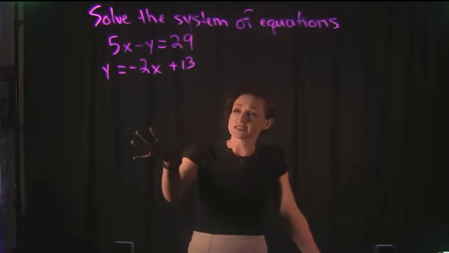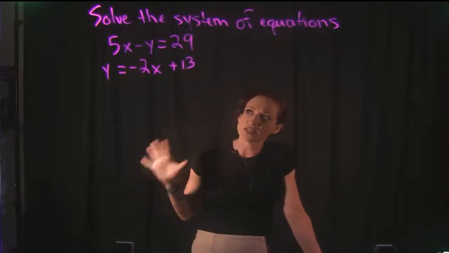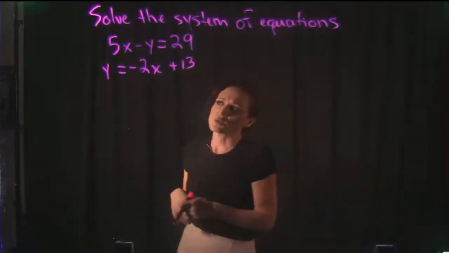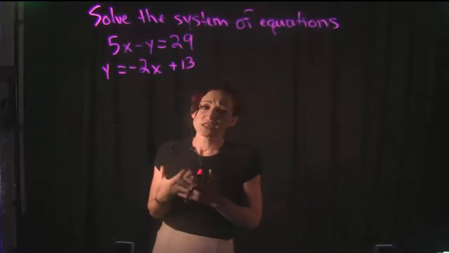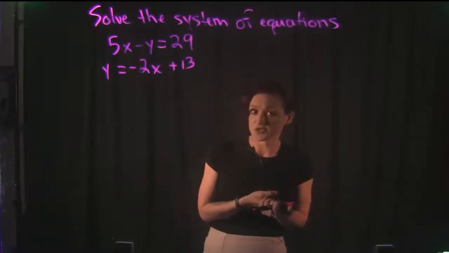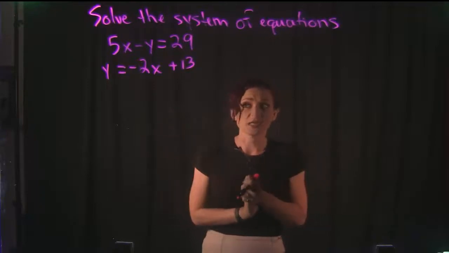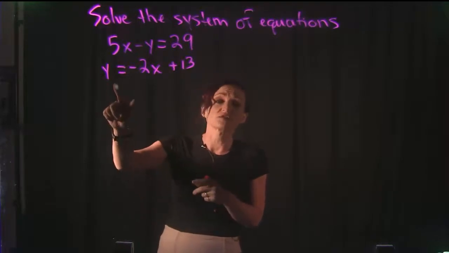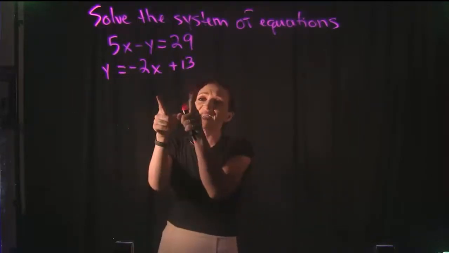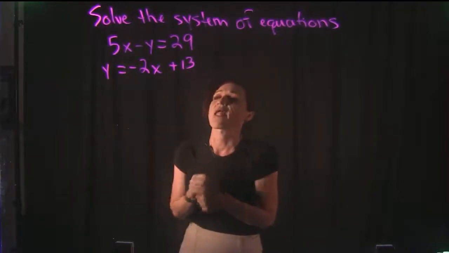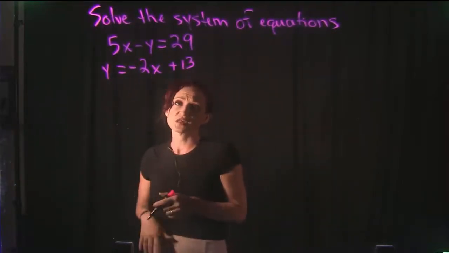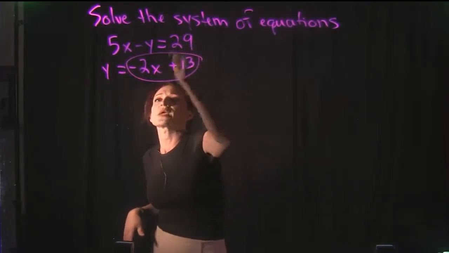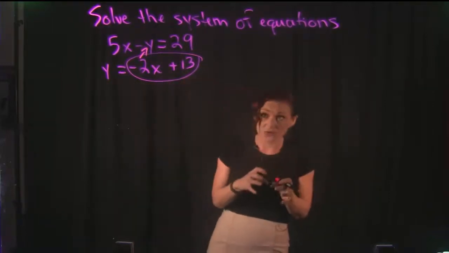Now, taking a look at our system here, what I notice about this bottom equation is that it's already solved for y. If it's already solved for a variable, that tends to mean that the substitution method is the best technique to use, because substitution method wants you to solve one of the equations for one of the variables, which we have here, and then we would take that and plug it into the other equation. Now, since this says y is equal to negative 2x plus 13, that means we can take this negative 2x plus 13 and we can plug it in for y in the other equation.